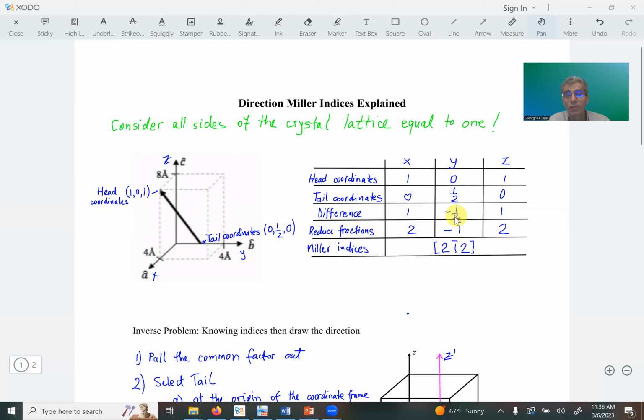Then we can see that we end up with fractions. So that means we have to reduce the fractions, and you can see that the common denominator is 2. We multiply by 2, and we get the Miller indices in square brackets, not parentheses. So we have 2, 1 bar, that's -1, which gets a bar atop the 1, so we call them 2, 1 bar, 2. Those are the Miller indices.